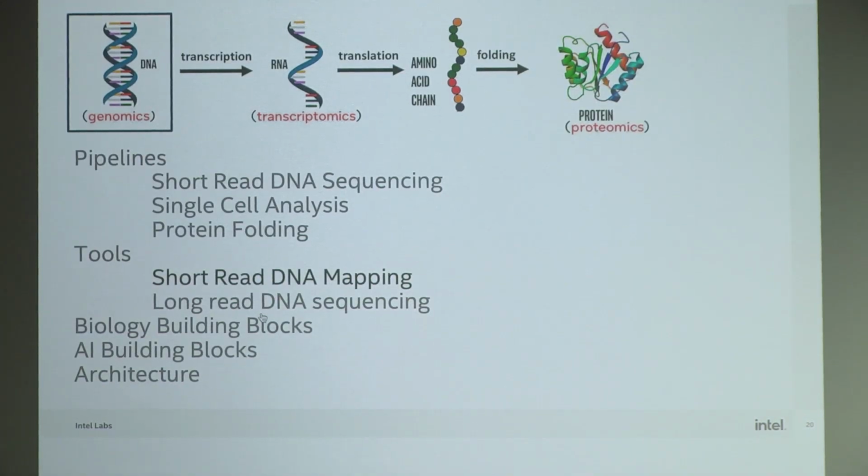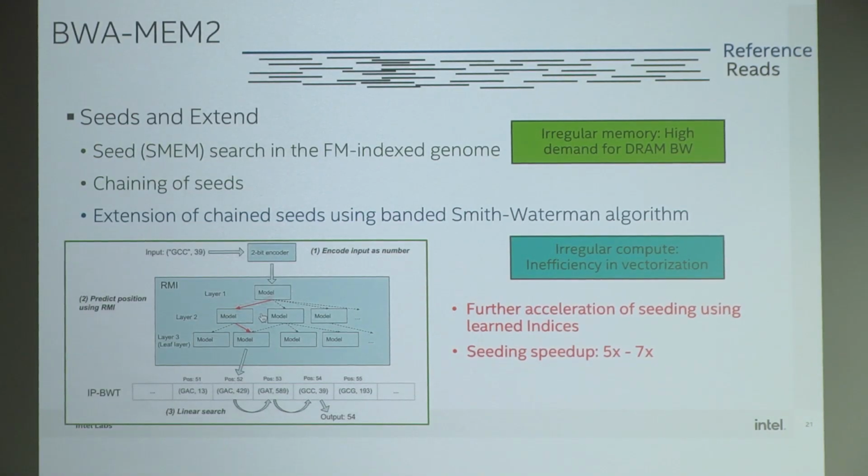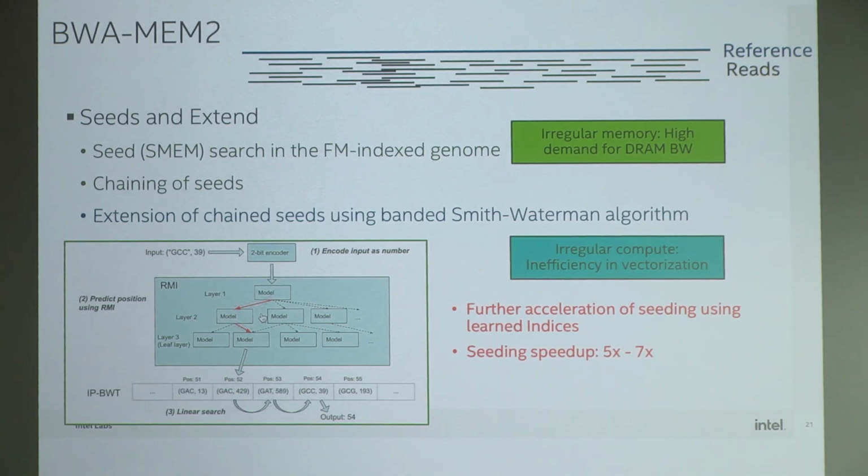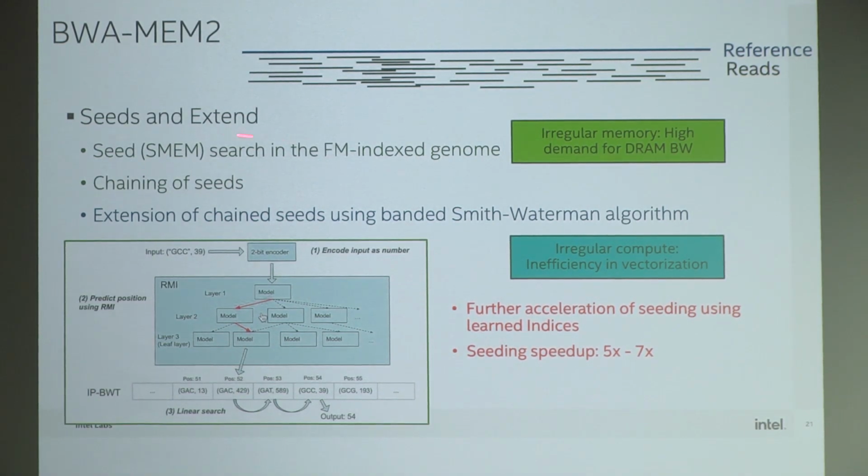Moving on to the tools part of it. Till now I was talking about the pipeline part. For the tools part, I'll quickly cover what offerings we have and what we did with them. This is a short read sequence mapping tool called BWA-MEM. We checked out BWA-MEM and figured out that it has two kernels, seed and extend, which is pretty much the standard strategy when you do sequence mapping. Then we figured out various aspects of it.